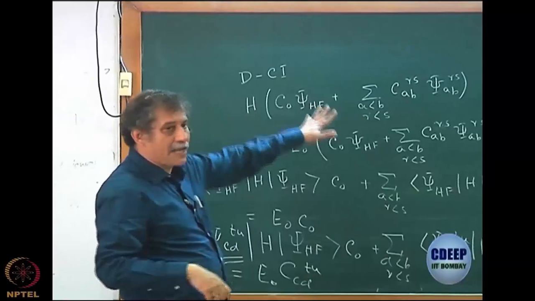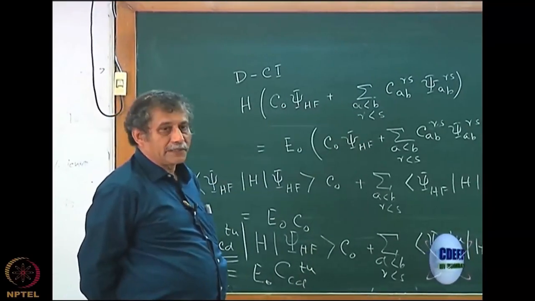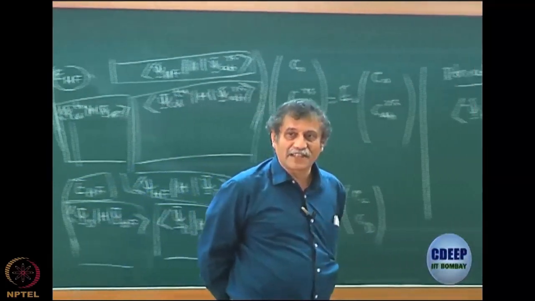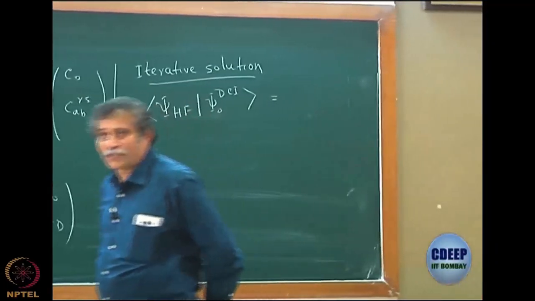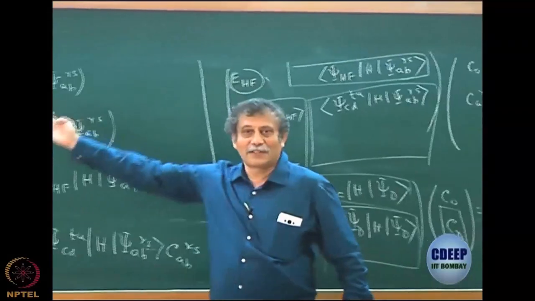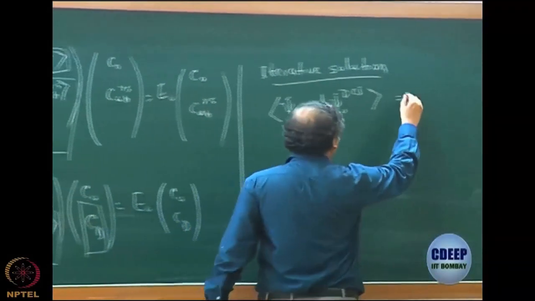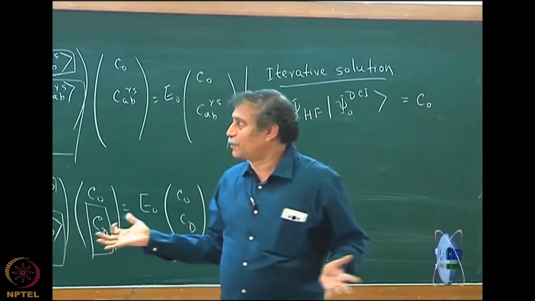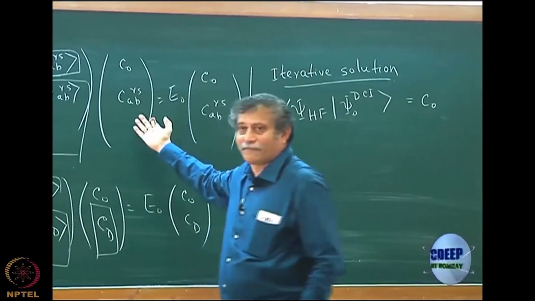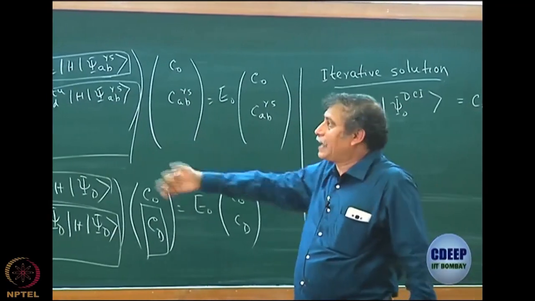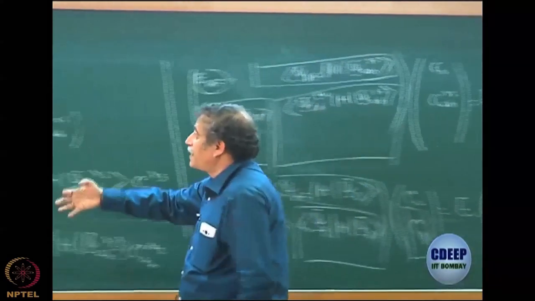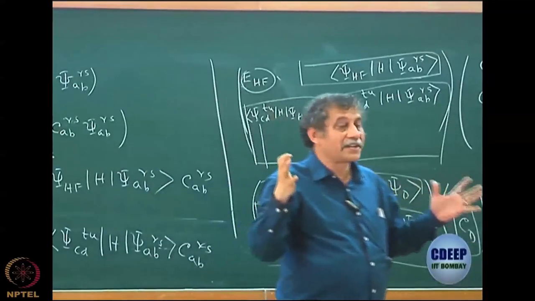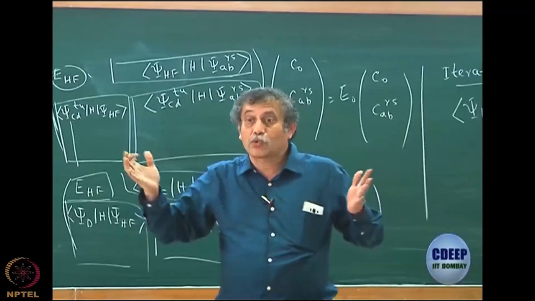As I have proposed, the DCI wave function, what is the value of that? C0 plus, anything else? Can there be anything? Because it is orthogonal. So only C0, right? Only C0. And I have no control over C0, because C0 will come out of the solution, except that I know that C0 must be very large, because in the exact wave function, Hartree-Fock is a dominating term. C0 must be close to 1.